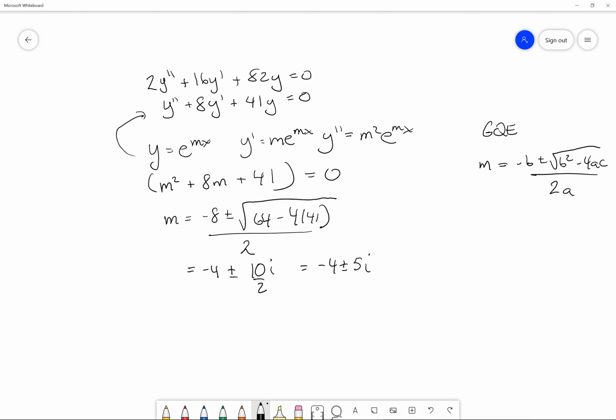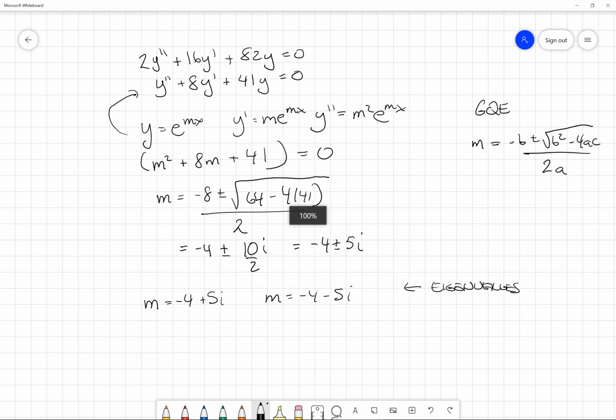So what do I have? I have two complex roots. I have that m equals negative 4 plus 5i, and m equals negative 4 minus 5i. These are my eigenvalues. Okay, so I'll just write the general solution.